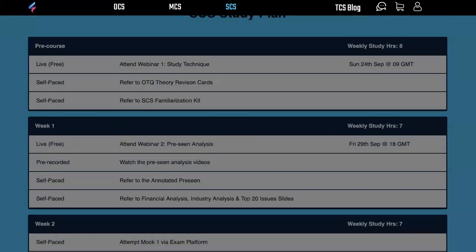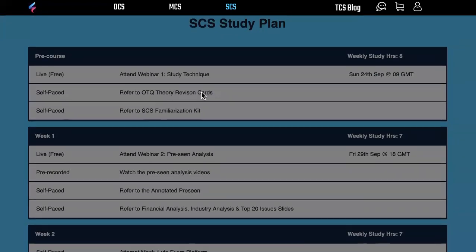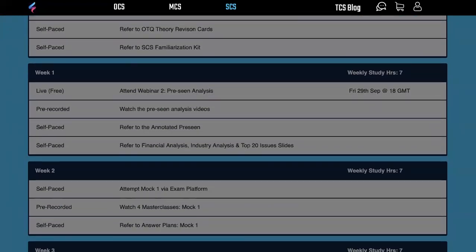So before we move on, let me remind you about what you're supposed to do within this week. The study plan can be found within the website itself. We are in the first week of the 7-week study plan, so you have enough and more time to prepare. Within this week, you are supposed to watch the Preseen analysis videos, refer to the annotated Preseen, and refer to the financial analysis, industry analysis, and top 20 issue slides. Primarily, this week is dedicated towards understanding the Preseen.